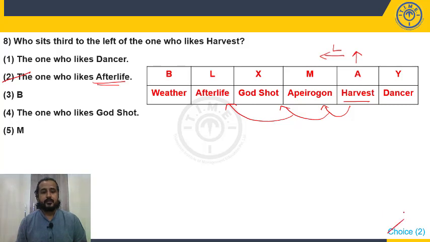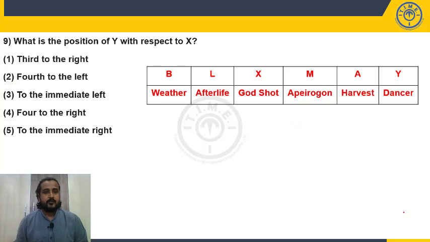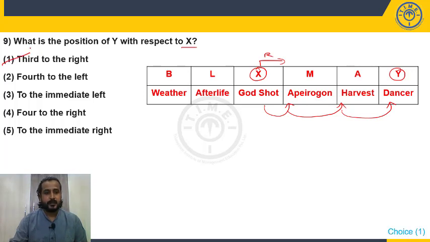So once you are able to get your final arrangement, answering the questions will be very easy. What is the position of Y with respect to X? From X I need to check. With respect to X, definitely Y is on the right side. But we need to identify which right it is. How many positions to the right? First right, second right, third right. So third to the right, which option? Choice 1. So my answer is choice 1.